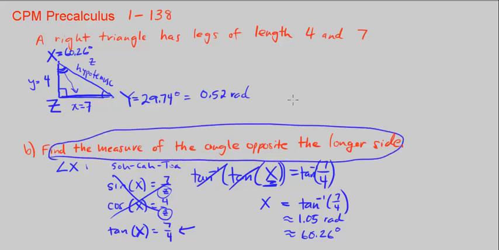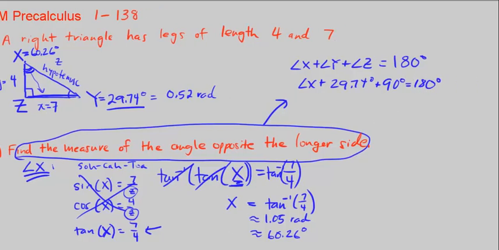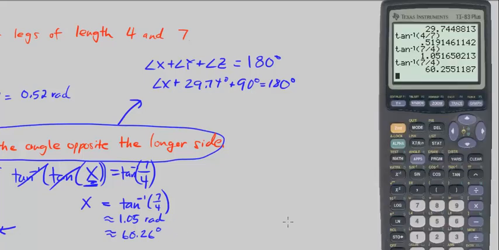What a faster way to do part B, okay? We could have also just remembered that if we add up all three angles in our triangle, angle X plus angle Y plus angle Z, we always get 180 degrees, right? We're trying to solve for angle X. We know angle X plus angle Y, which we found is 29.74 degrees, and angle Z is our right angle of 90 degrees, equals 180.